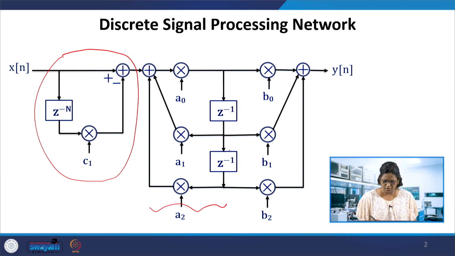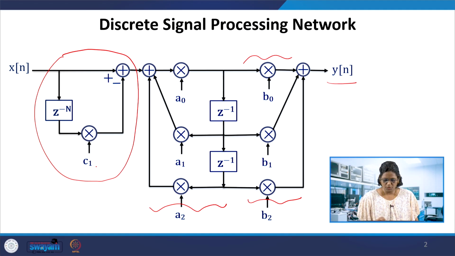Apart from this recursive part, we have this feed forward path as well, as we had looked into in the IIR filters. If you recall, the output y of n can be obtained. So these networks can be fit into the system, which has coefficients a0, b0, a1, b1, a2, b2, and one more coefficient c1, and the comb filter zeros can be rotated with respect to c1.